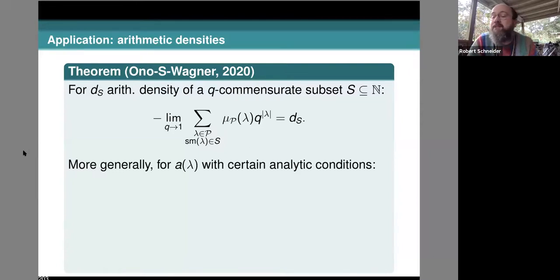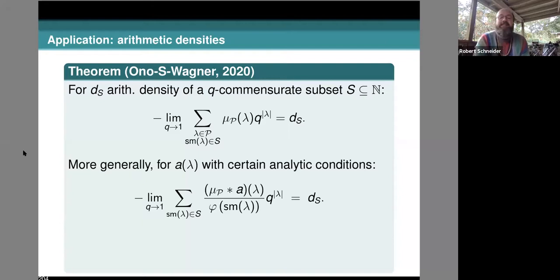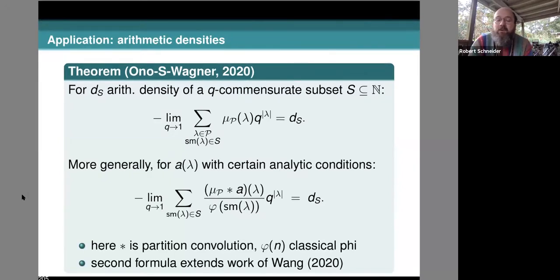More generally, this next one looks kind of crazy, but we can involve more general partition theoretic business. We have sums like this. This is an example. The phi function here could be replaced with other functions. Essentially, we can pair partition theoretic functions with certain analytic conditions with arithmetic functions and get formulas like this. And that's partition convolution upstairs. That's the thing that came from the partition Cauchy product before, the sum over the subpartitions with the mu function involved. It looks just the same as the classical case. The second formula here extends work of Wang, a very beautiful series of recent papers.